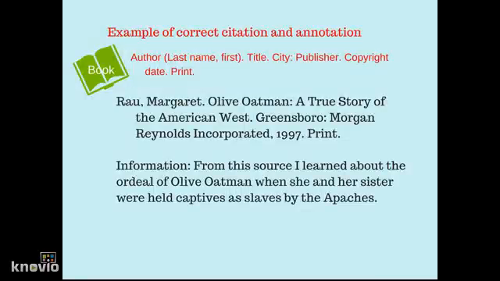Here is an example of how a book would be recorded in your annotated bibliography. The author is Rao Margaret, last name first and then her first name. The title is Olive Oatman, A True Story of the American West, followed by the city, Greensboro, colon, the publisher, Morgan Reynolds Incorporated, comma, the copyright date, 1997, and it's a print resource.